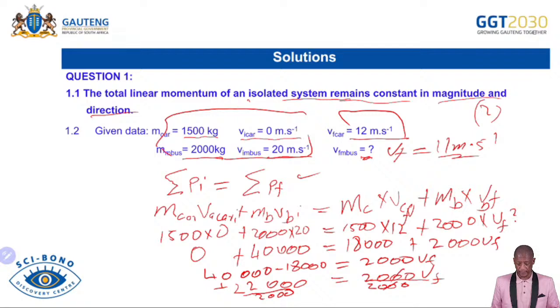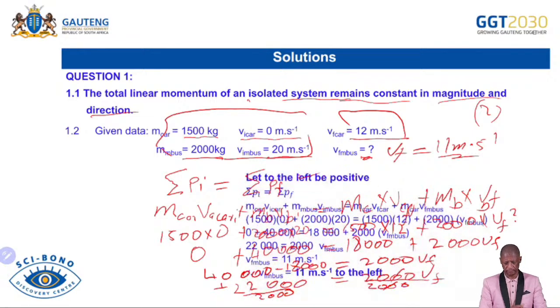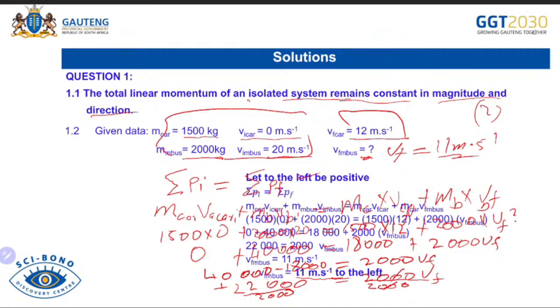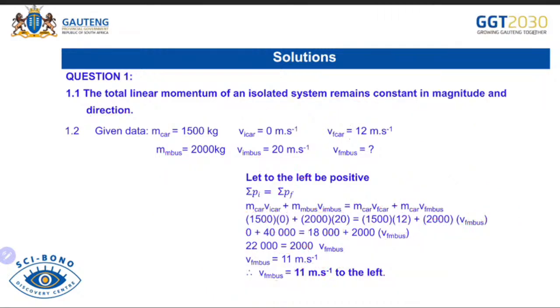All right, so this is how we've got our answers, and how we apply the principle of the conservation of linear momentum. Let us see that we are right. Here's the answer. It's 11. The answer is there. So we have the answer, we have proven that we've done it right, and we've worked our answer.